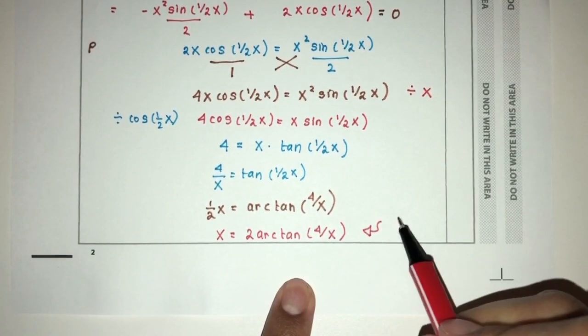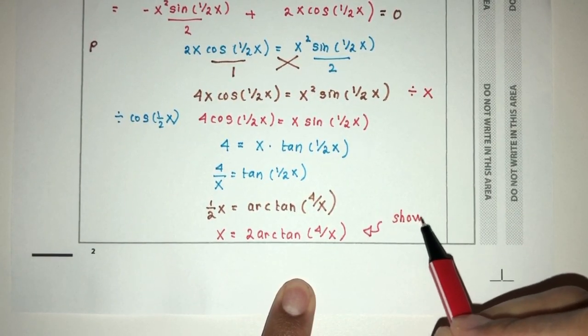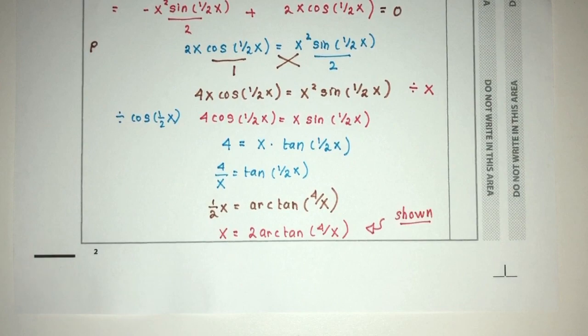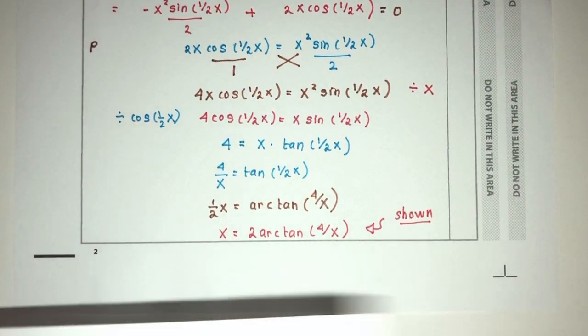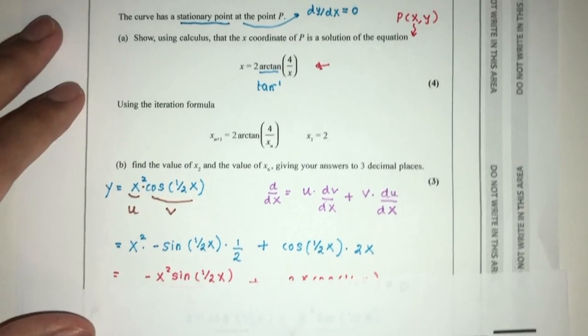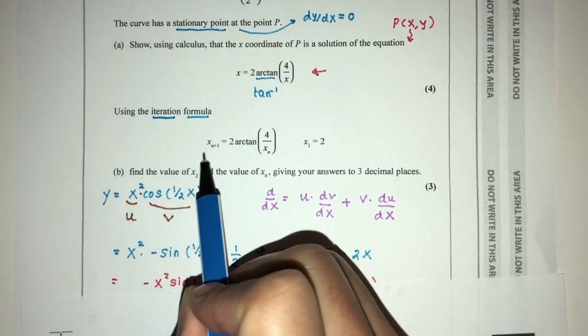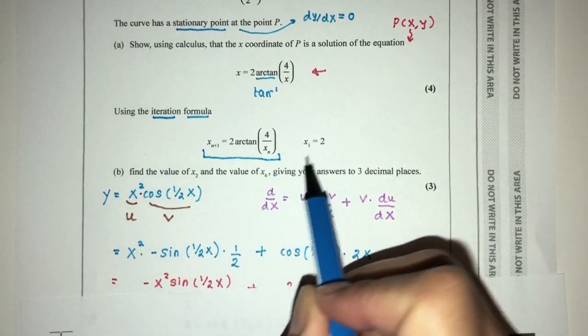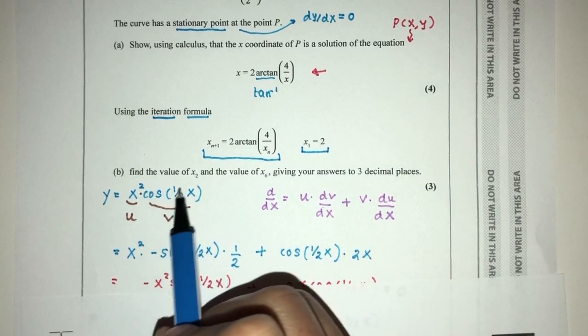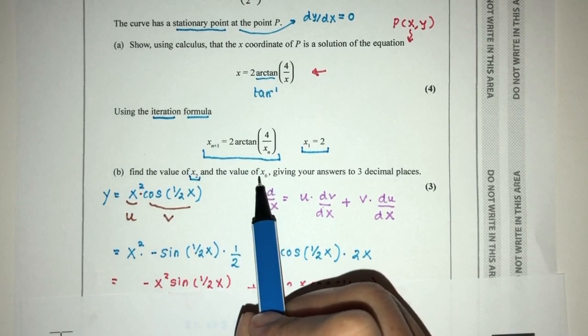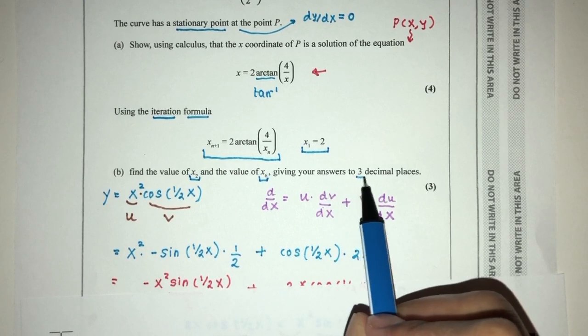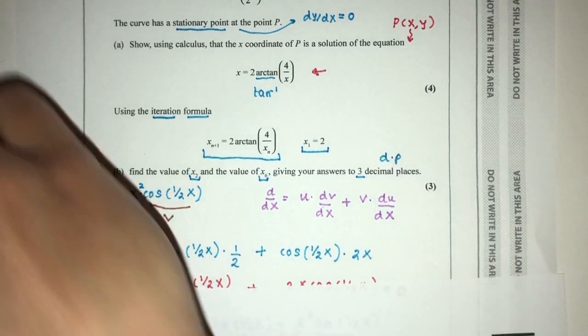And this is shown as required. Okay, now let's move on to part B of the question. Part B is we have to use the iteration formula here given to you already, with x1 equal to this, find the value of x2 and the value of x6, giving your answers to 3 decimal places. So pretty easy.